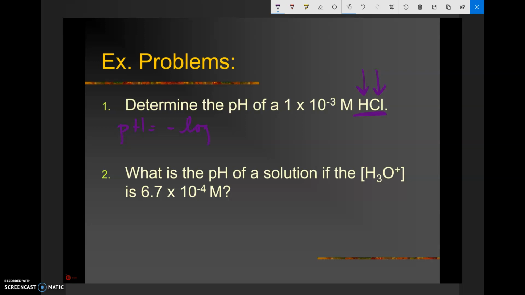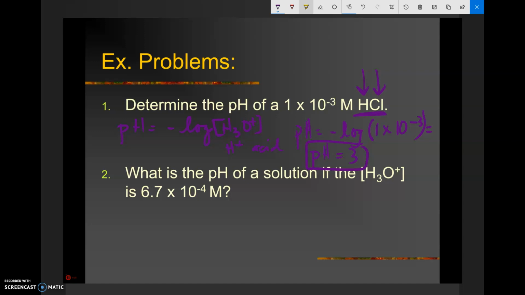pH equals the negative log of hydronium. And remember, this can either be a hydrogen ion or it can be an acid. And since HCl is an acid, we can go ahead and plug that in. So when we plug this in, all we're going to do is pH equals the negative log, and then in parentheses, you're going to put 1 times 10 raised to the negative third in your calculator. And when you do this, your pH ends up being a 3. And that's your answer. And there's no units for pH, so it's just 3.